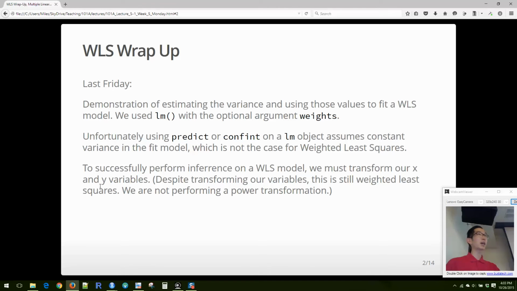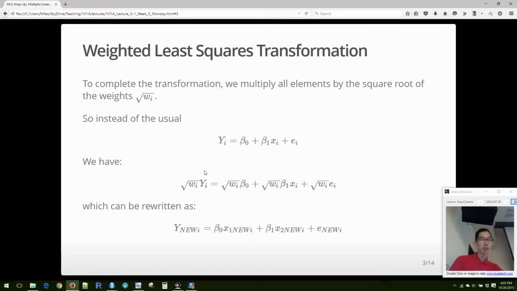It's not the same family as power transformations, which we did with the Box-Cox method and things like that. Those are power transforms. That's different. We are doing weighted least squares, but we're doing it by transforming our variables. The weighted least squares transformation, basically, means multiplying every single thing by the square root of our weights. So instead of y = beta 0 + beta 1 x + error, we have square root w times y equals square root w times all of this. You can see it right here. So we have our transformed y and our transformed x, x1 and x2.